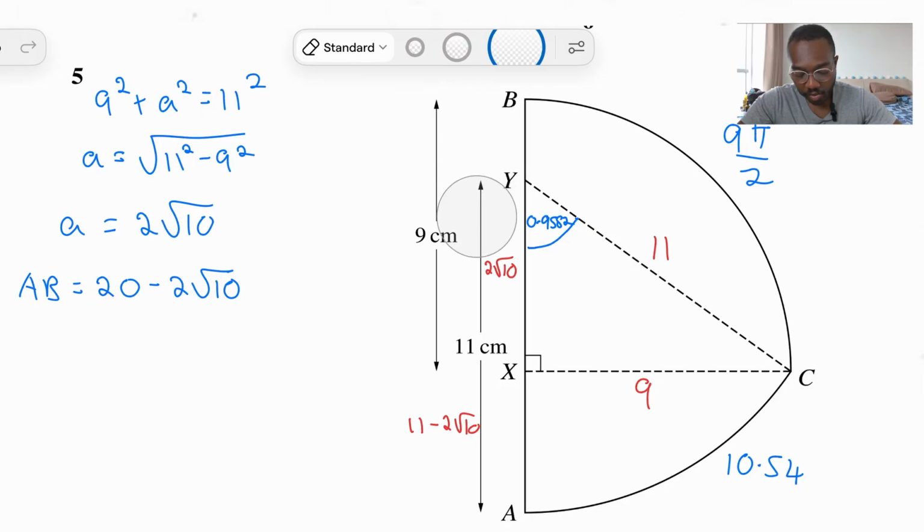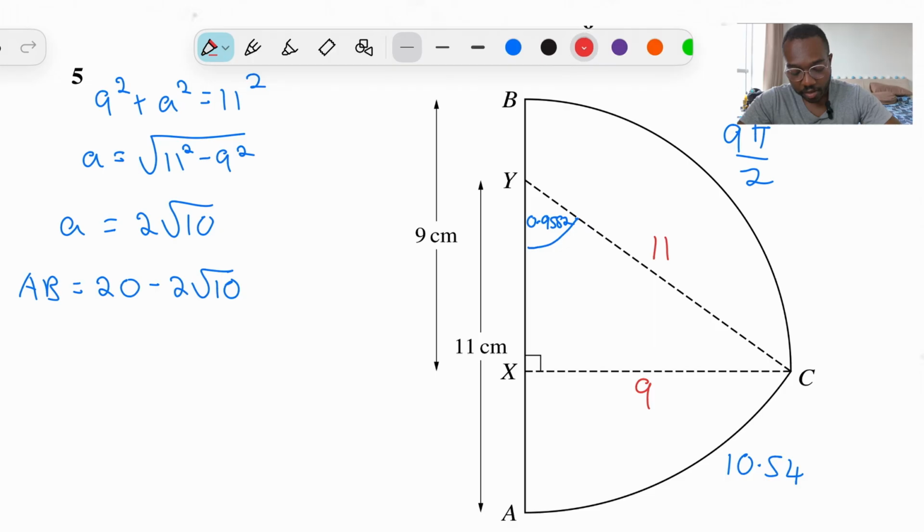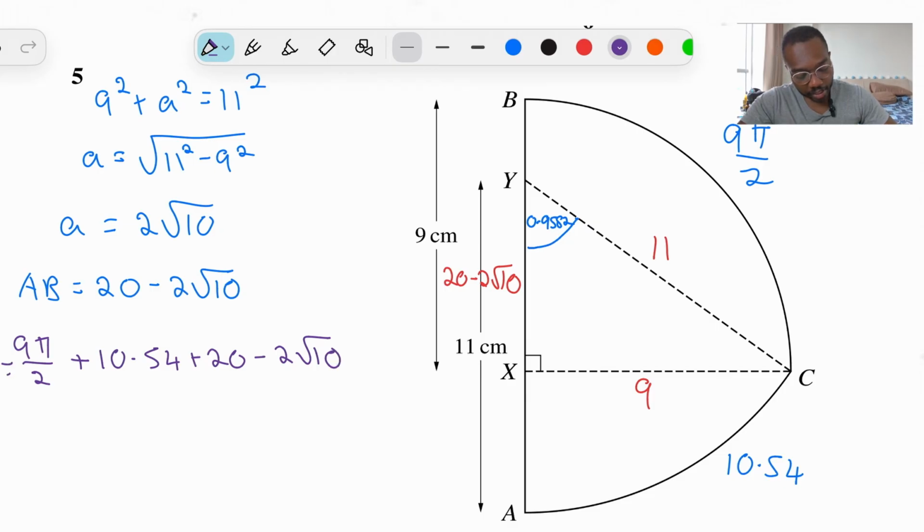Okay, we now know that the whole of AB is 20 minus 2 root 10. Well, it's fairly simple now what we have to do. If we just add up everything, so 9 pi over 2 plus 10.54 plus 20 minus 2 root 10, put that onto your calculator, and then to 3 significant figures, you get 38.4, and that would be the perimeter.